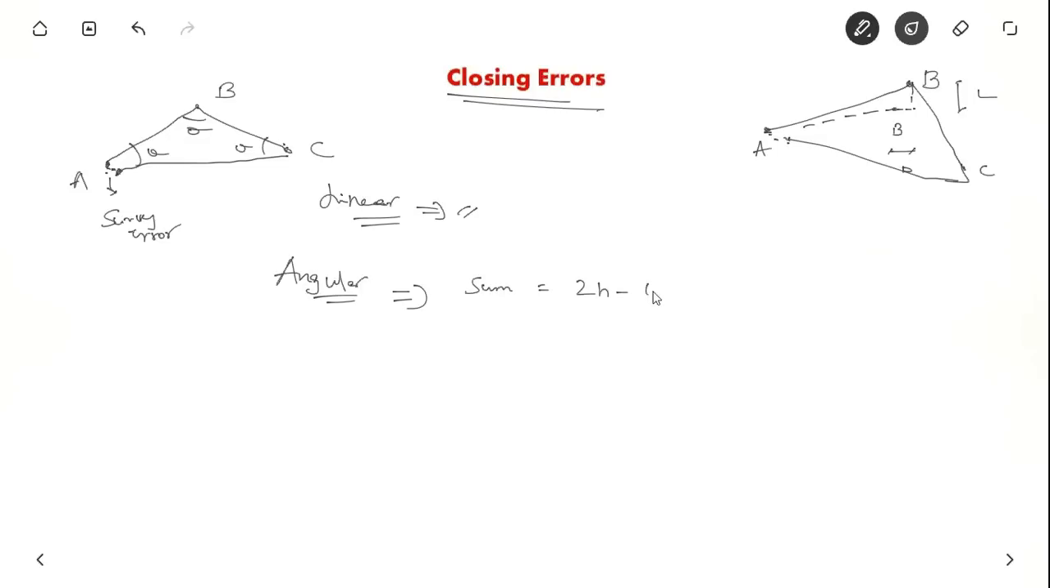(2n minus 4) into 90 degrees. N is 3 here because there are 3 nodes, so 3 sides. So 2 into 3 is 6, 6 minus 4 is 2. For a triangle it is 180 degrees. So if you check these 3 angles, their sum should be 180 degrees. Then whatever you have done is correct. So this is the check.